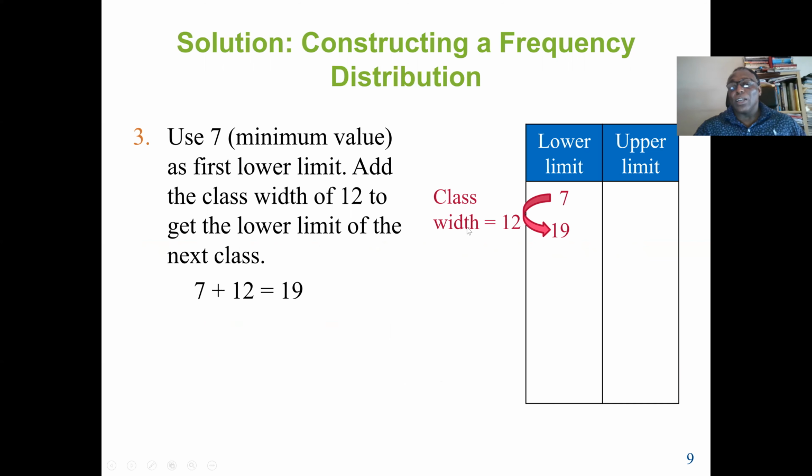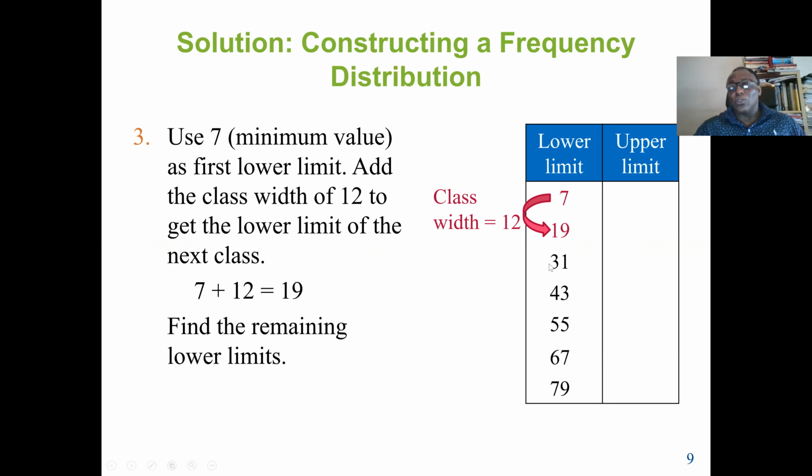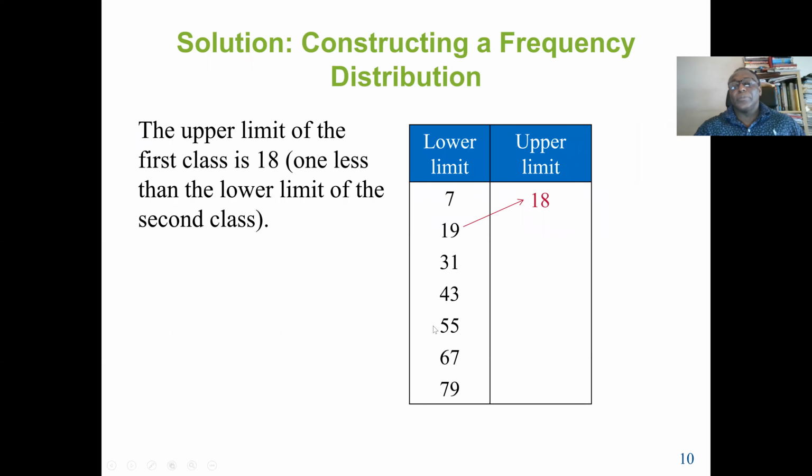We know the class width is 12, so we add 12 to 7, that's 19. I'll add another 12 to get 31, another 12 for 43, another 12 for 55, another 12 for 67, another 12 for 79. We need 7 classes. So this is 1, 2, 3, 4, 5, 6, 7. So this will be my lower limit. Now we have to find our upper limit. If I move from 7 to 19, I should end here with 18.